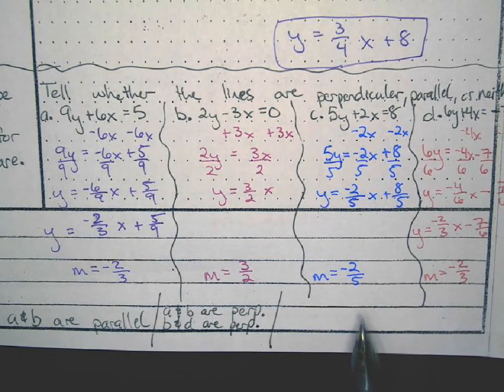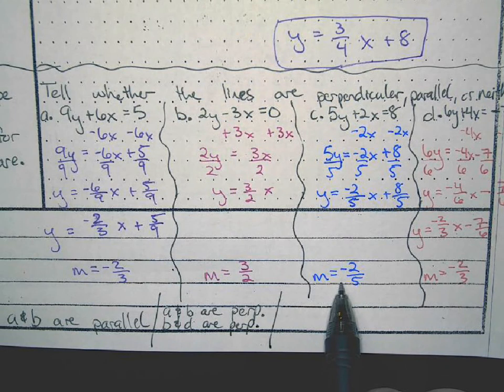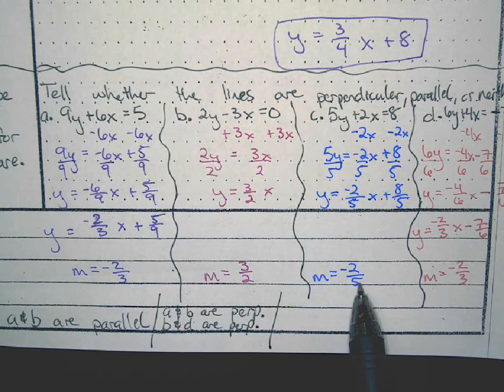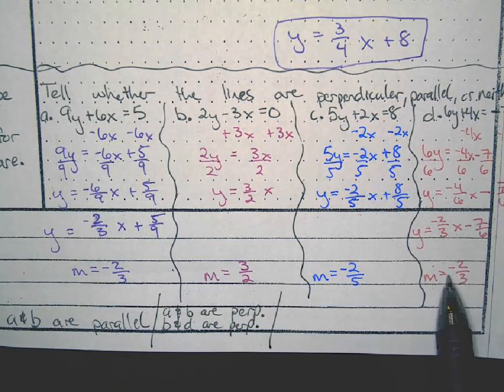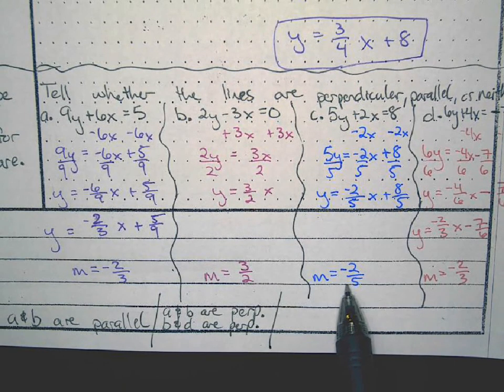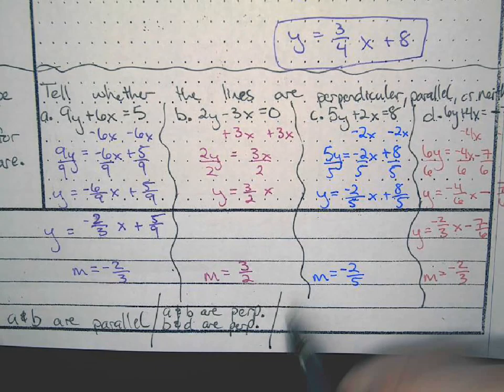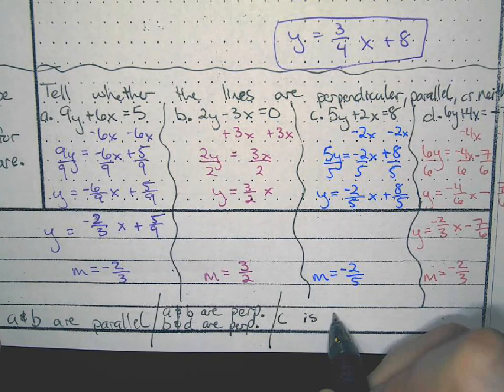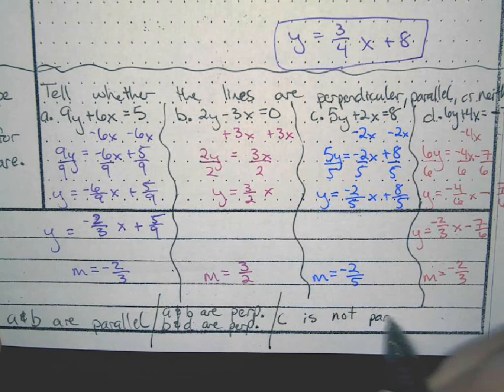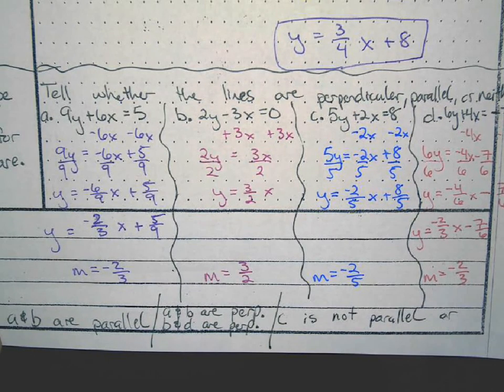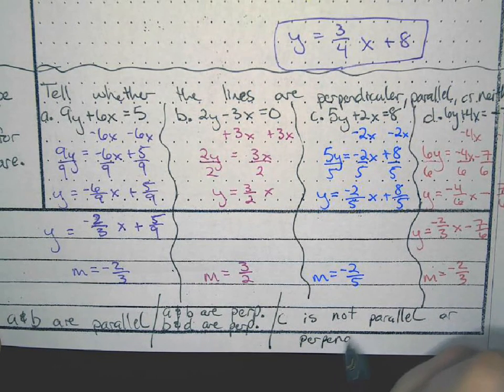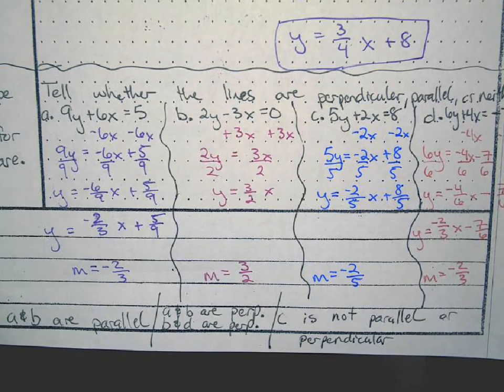Okay. And let's talk about C. Well, C is not the same as any of these. There's no negative 2/5. There's no flipped and opposite. There's no positive 5 over 2. So we can say that C is not parallel or perpendicular to anything. Perfect. So that's how we can answer that question.